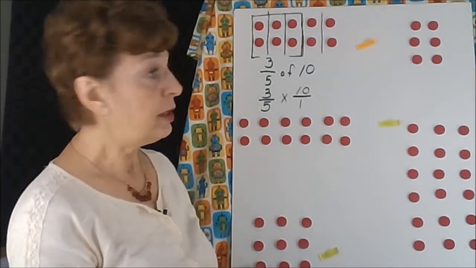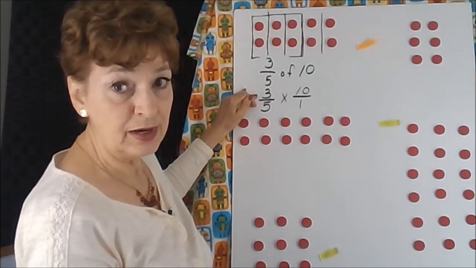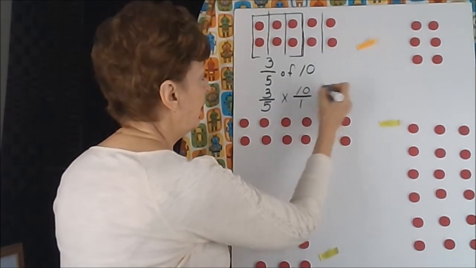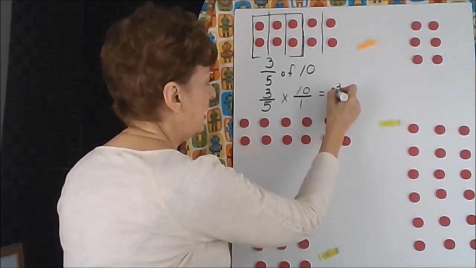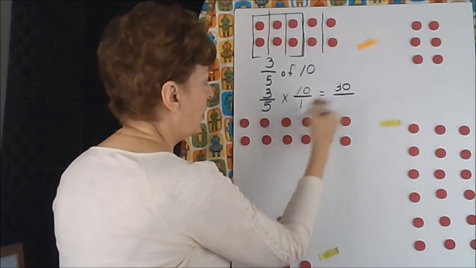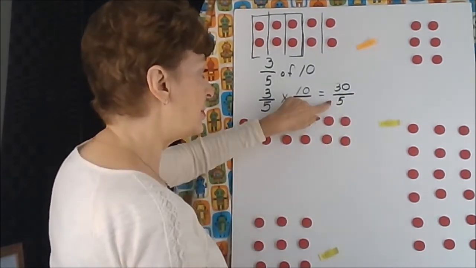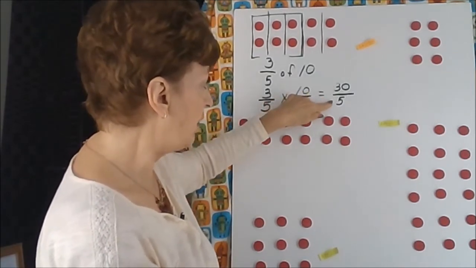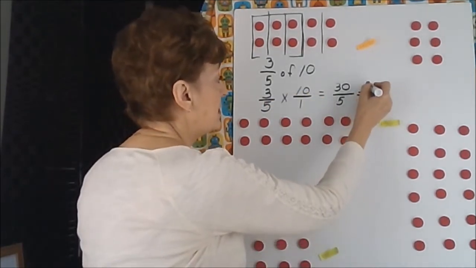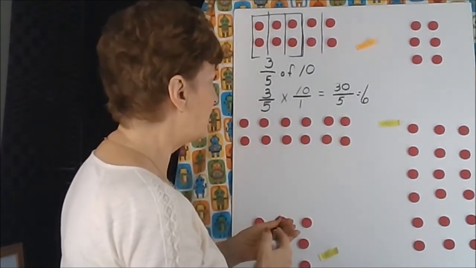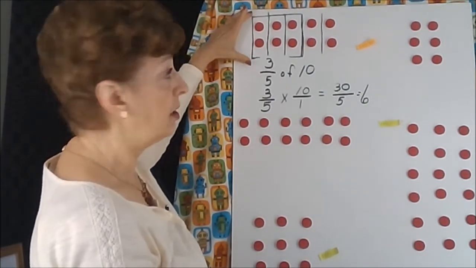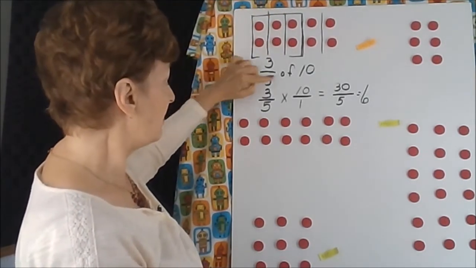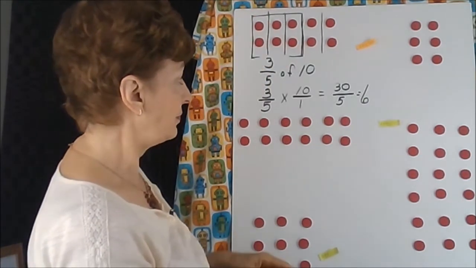Mathematically, we could multiply the numerators and multiply the denominators. So in this case, we would have 3 times 10 is 30. 5 times 1 is 5. And then reduce this fraction. It is a top-heavy, improper fraction. 30 divided by 5 is equal to 6. We should have 6 markers in this section. 1, 2, 3, 4, 5, 6. 3/5 of 10 is 6.